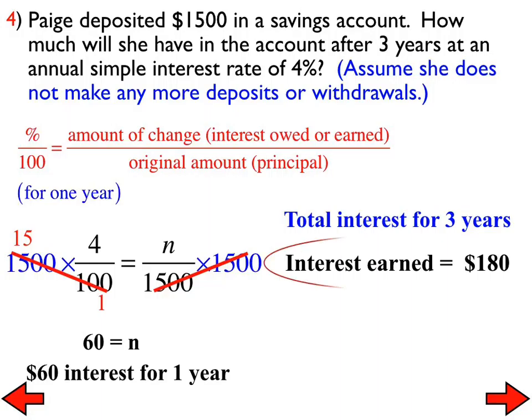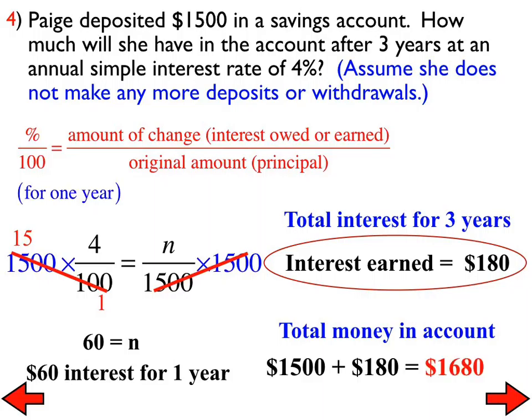Am I done? No. I'm not done yet because I want to know how much money she has in her account. This is just how much money she earned by keeping it in the bank. She originally put in $1,500. So what happened to that money? Did it disappear? No, it's still there. So I need to add her own money to the money that she earned. How much total does she have? 1,680. Make sense?